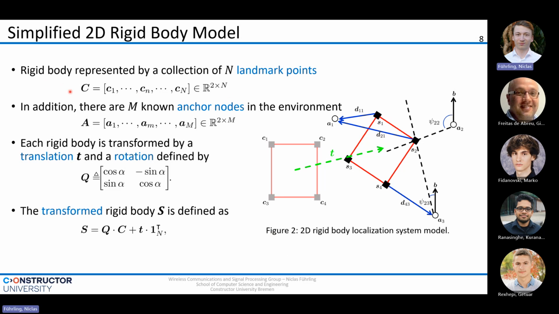So we represent our model by a collection of N landmark points, but these are only 2D now, so 2 times N. Then we have some known anchor nodes in the environment, which we denote as A. You can see here A1, 2, 3, but of course there can be more. We say we have M in this case. And then we have again a translation vector and a rotation matrix, which is just for 2D now. But the simple equation that I showed before is exactly the same.